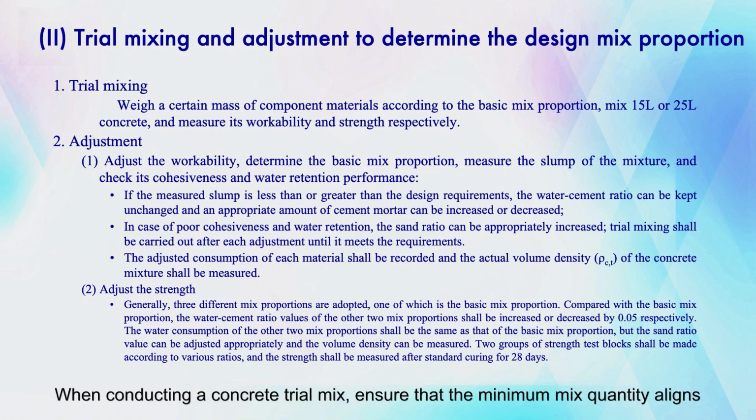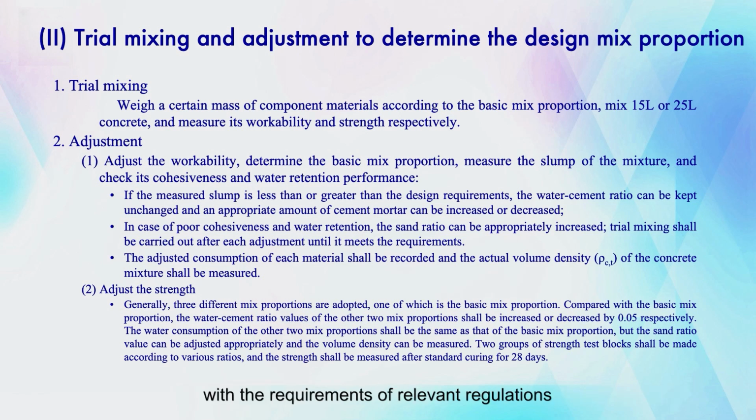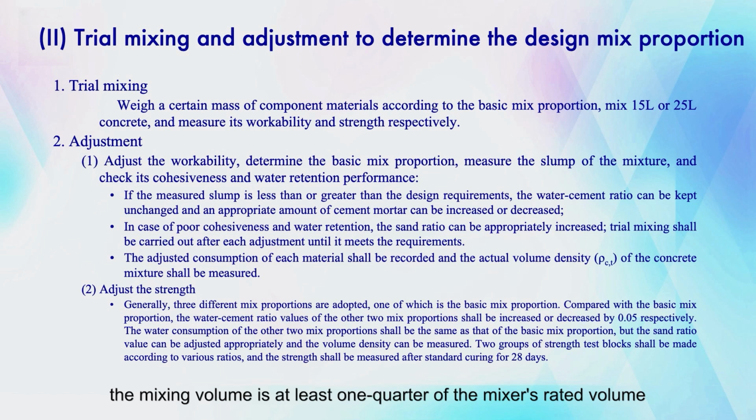When conducting a concrete trial mix, ensure that the minimum mix quantity aligns with the requirements of relevant regulations. If the maximum aggregate size is less than or equal to 1.5 millimeters, use a trial volume of 15 liters. For maximum sizes of 40 millimeters, use a trial volume of 25 liters. When using mechanical mixing, make sure that the mixing volume is at least 1/4 of the mixer's rated volume.